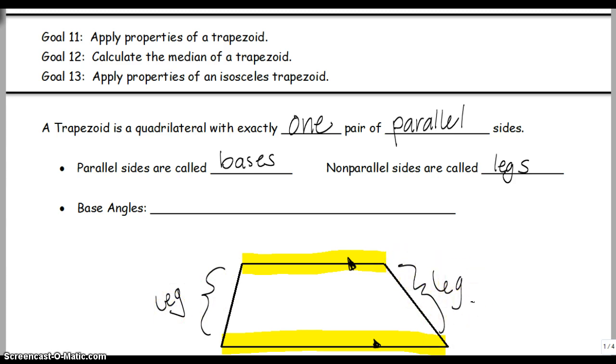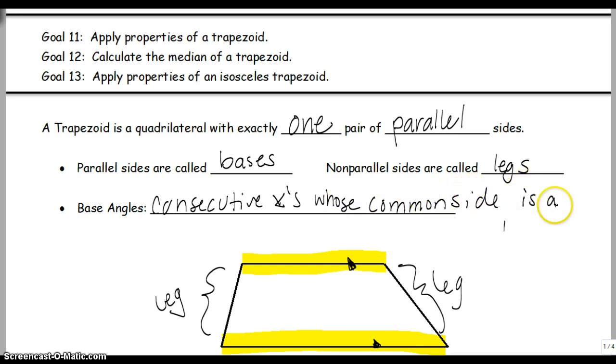We have base angles in trapezoids, and the base angles are consecutive angles whose common side is a base. So both of the highlighted lines are the bases. The base angles would then be the two consecutive angles right after each other that share the side that is the base. So here you have two sets of base angles.